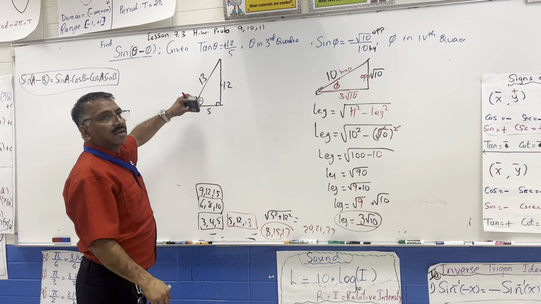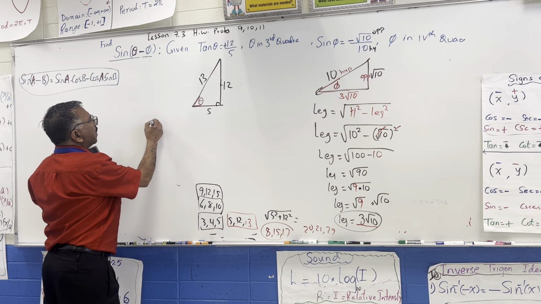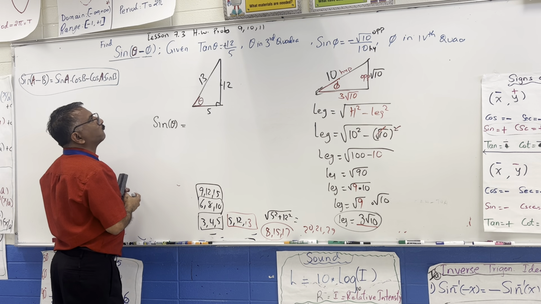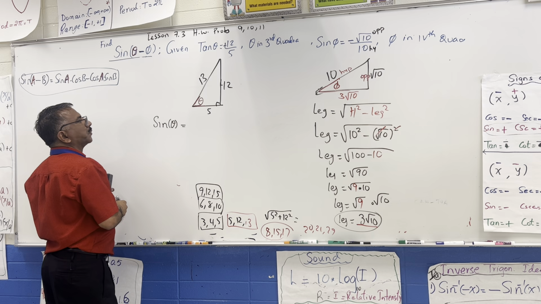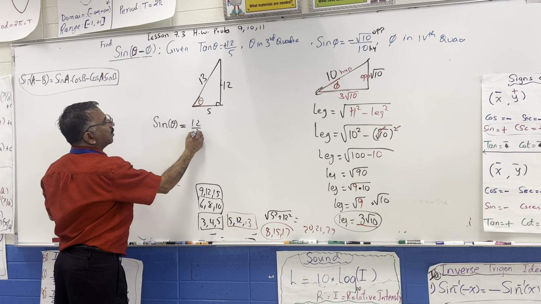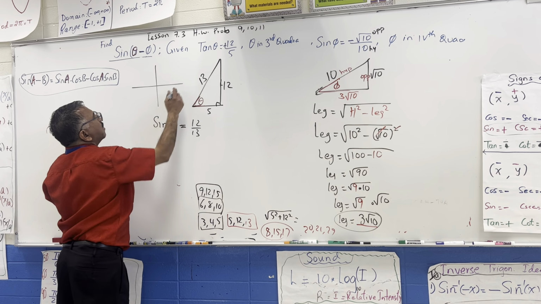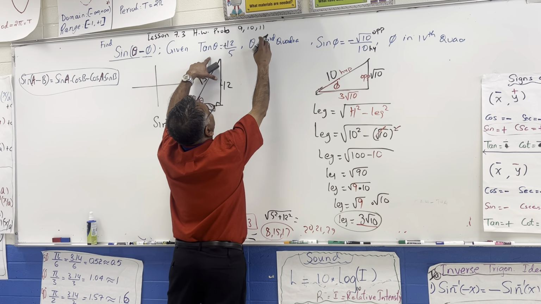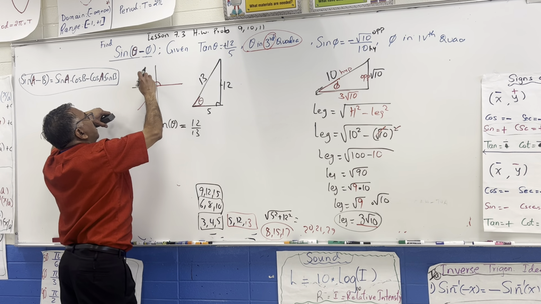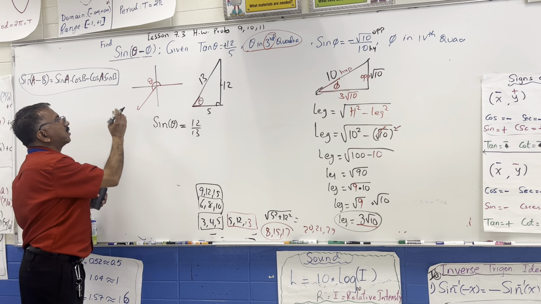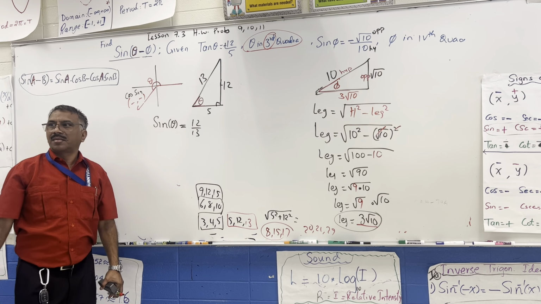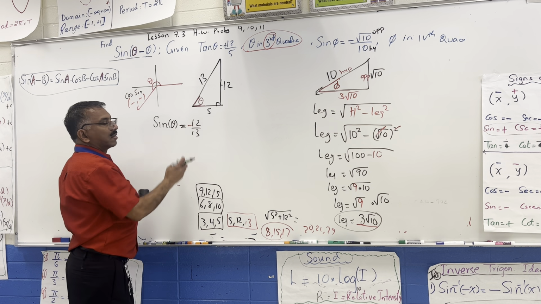Now you know all three sides, correct? From here, can you tell me what is sine theta? Very good. But the question is, is it going to be minus or plus? Remember, they gave us that theta is in the third quadrant. That means the angle is something like this. In the third quadrant, both cosine and sine are negative. So you can't just write 12 over 13, it has to be minus 12 over 13.